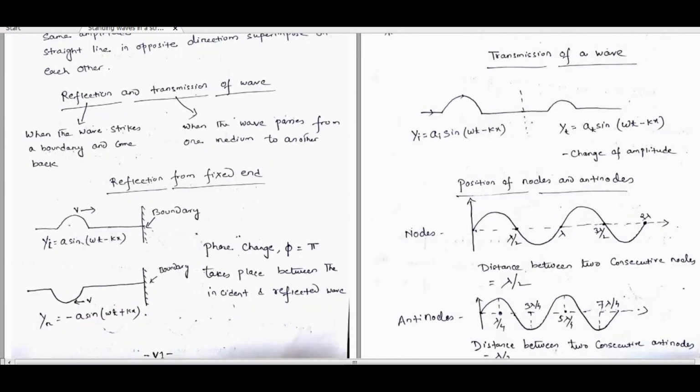You can see that as it is returning back, its amplitude is changing sign because there is a phase change of 180 degrees. Earlier the wave was like this, now the wave is just opposite, like this. So there is a change in phase, therefore the amplitude is minus. And there is also a change in direction of the wave. Earlier the wave was going in this direction, now it is going in this direction. So because of the change in direction, this minus sign becomes plus. This is called reflection from a fixed end. So this end of the string is fixed.